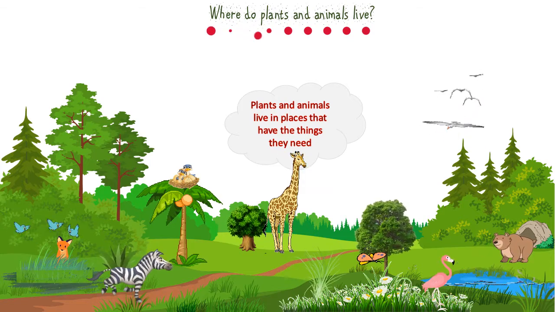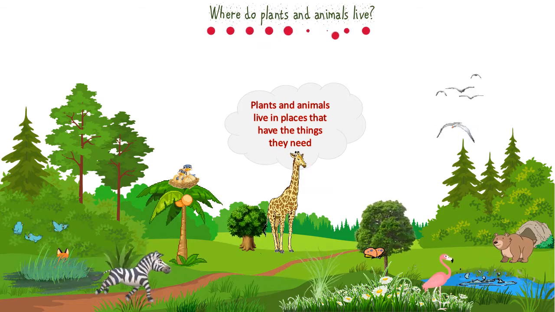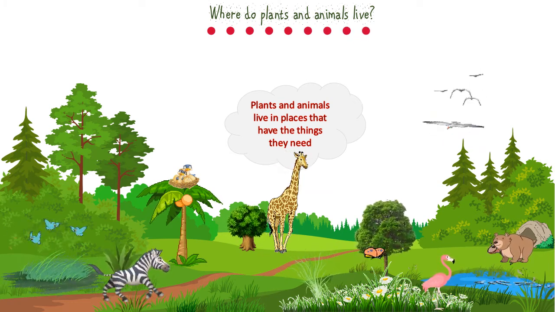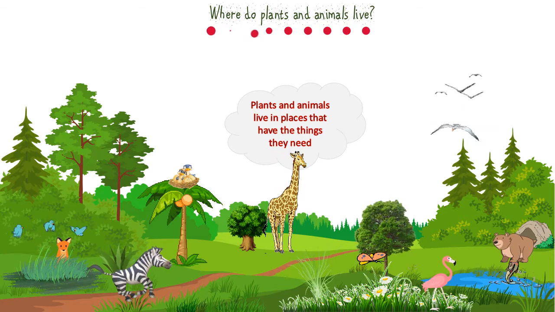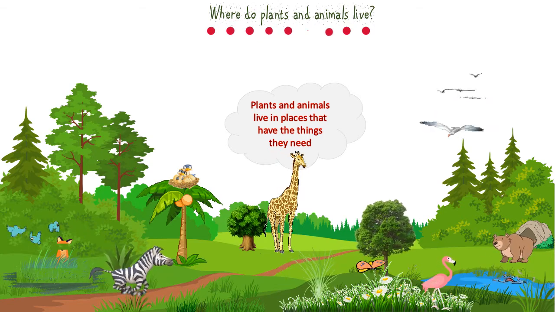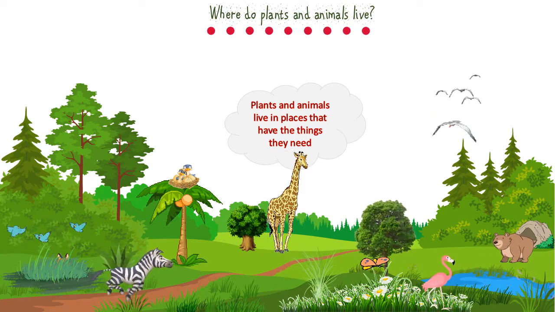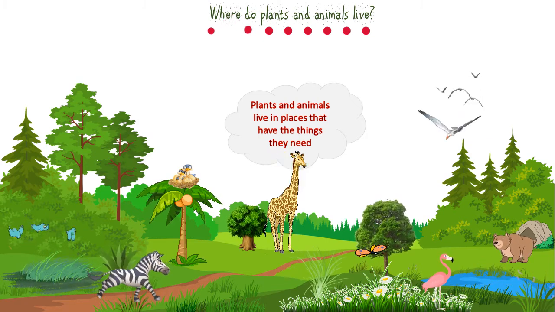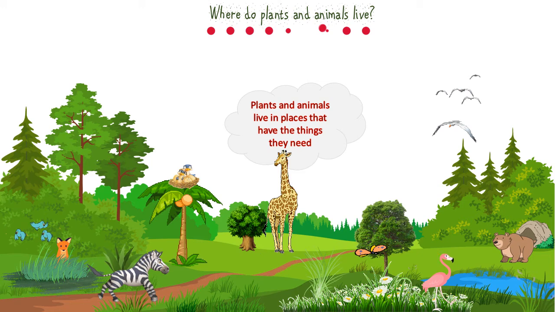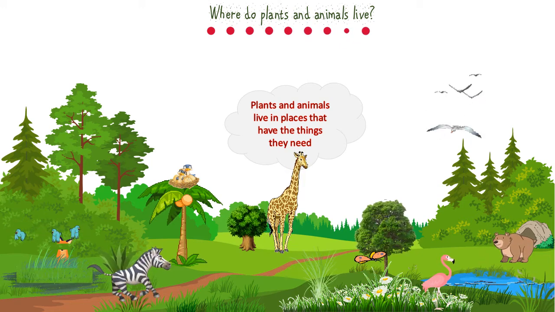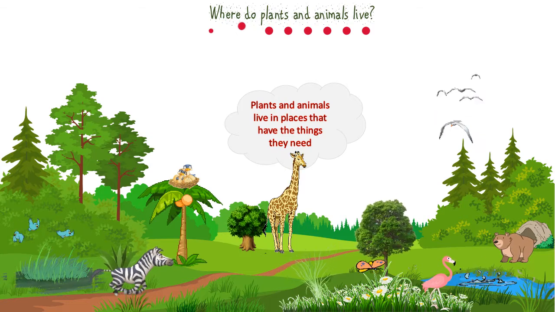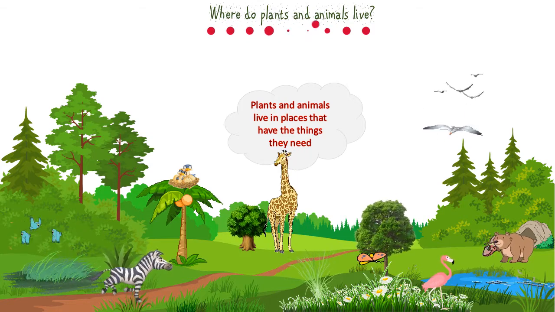Some plants and animals live in forests. Some of them live in deserts. Some other animals live in ponds. And some live in oceans. In this picture right here, we can see some kinds of different animals that live in a forest. So the forest is their habitat.